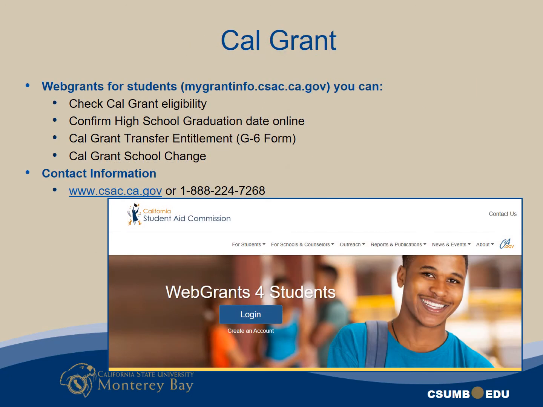Now, if you received your Cal Grant for the upcoming year and you do not see it on your OASIS account or even on your estimated award letter, you might be selected for one of the following. How to check it out? You can log on to Web Grants for Students and you can see if you were selected for any of the documentation on the slide. Any further questions? Here's their contact information down below.